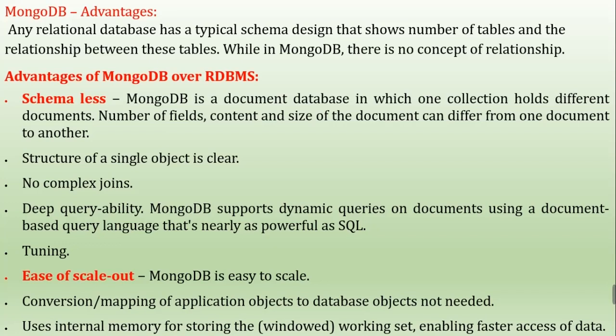No complex joins. Deep query ability. MongoDB supports dynamic queries on documents using a document-based query language that's nearly as powerful as SQL. Tuning. Ease of scale out. MongoDB is easy to scale. Conversion and mapping of application objects to database objects is not needed. It uses internal memory for storing the windowed working set, enabling faster access of data.